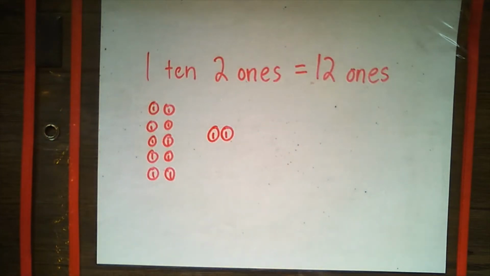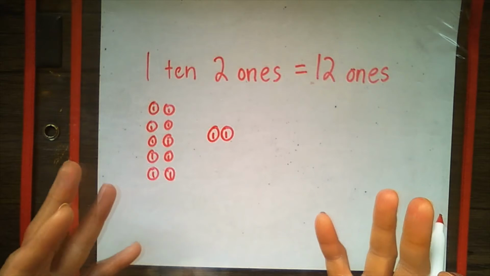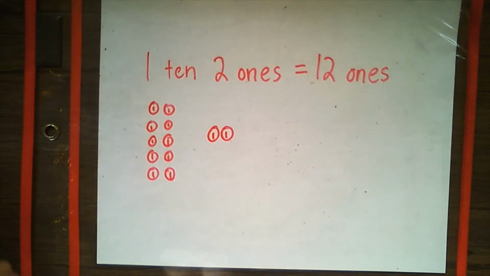Great. Now, you might remember that a long time ago I told you that you can't have more than 9 ones, or that when you do get 10 ones, you should turn them into a ten. And that is still true. But it's also okay to use more than 9 ones. It's just faster to use a ten. Let's move on.